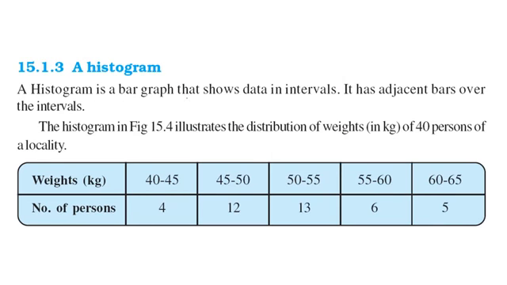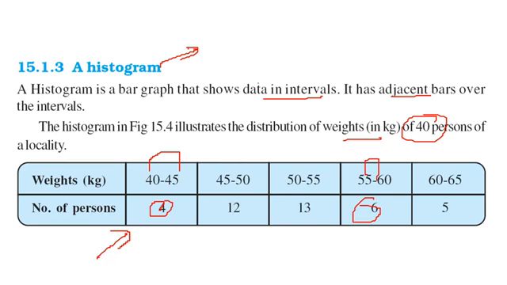A histogram is again presented as a bar graph that will show the interval. A histogram is actually the frequency representation, a frequency distribution graph, you can say. So it will have adjacent bars over the intervals. This is the data which we have, and we'll see the distribution of weight in kg of 40 people of a locality. So for weight 40 to 45, the number of people is 4. For weight 55 to 60, there are 6, likewise.